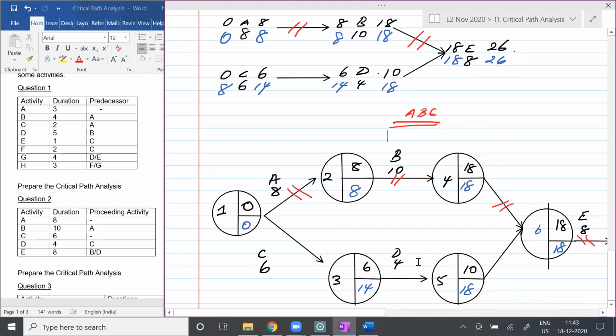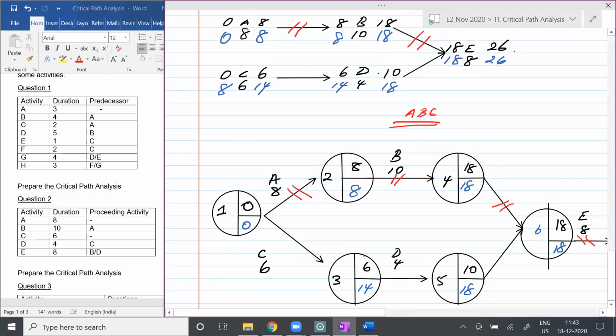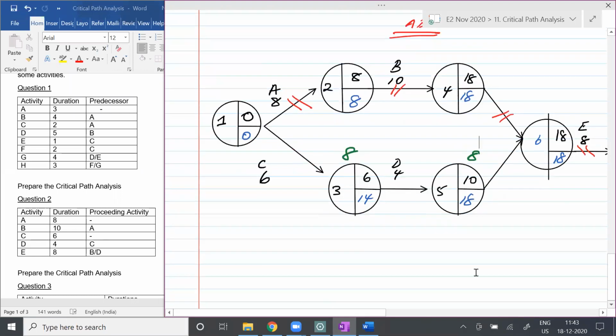So students, the slack, if you observe here, there is a slack of how many days for the C? For the C, there is a slack of 8 days, right? And that slack of 8 days means these activities can be delayed by how many days, students? 8 days. Are you clear with that? Any questions, students?